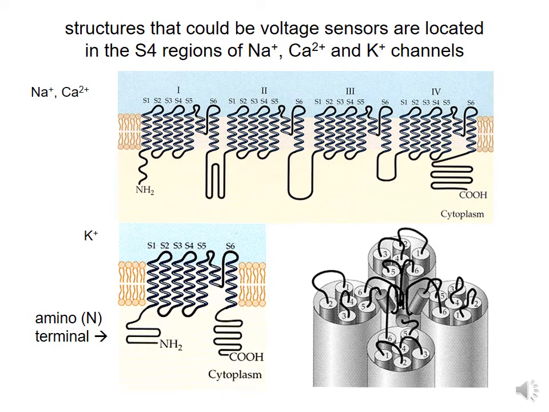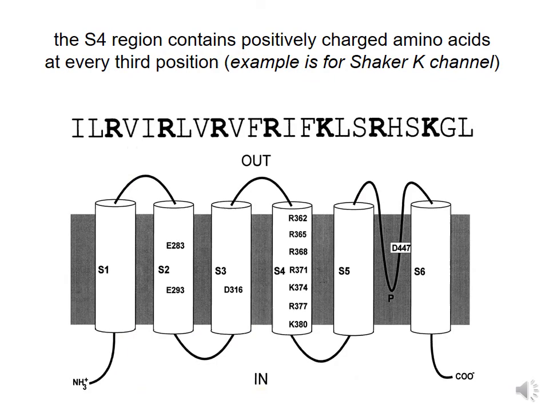So you can see here in this cartoon that the S4 domain is found in voltage gated sodium and calcium channels in each one of those repeats. Okay, 1, 2, 3, and 4. And also the S4 domain is found in voltage gated potassium channels. And these S4 domains are very characteristic because they have these positively charged amino acids.